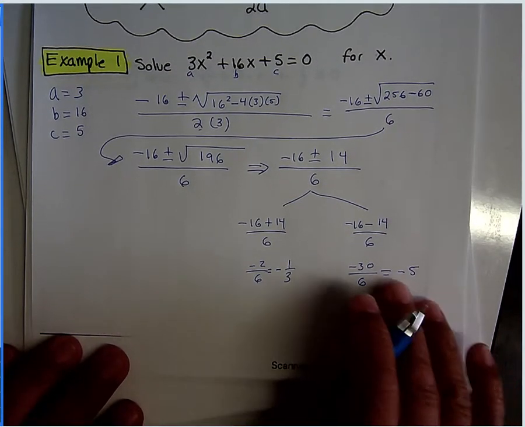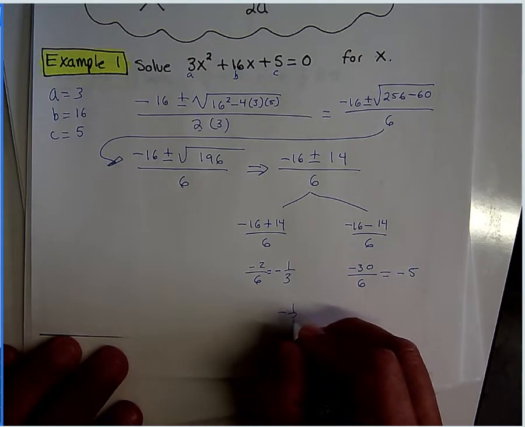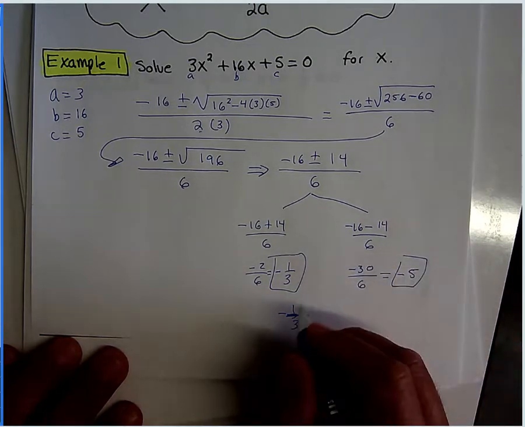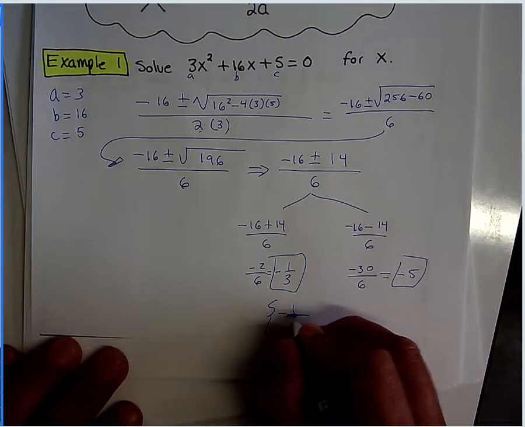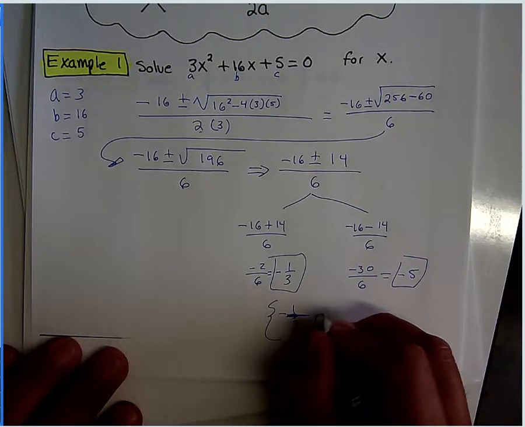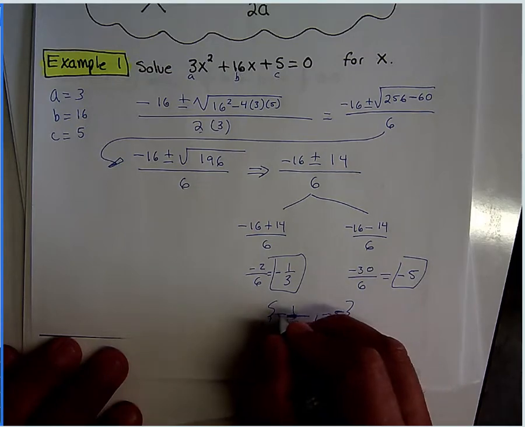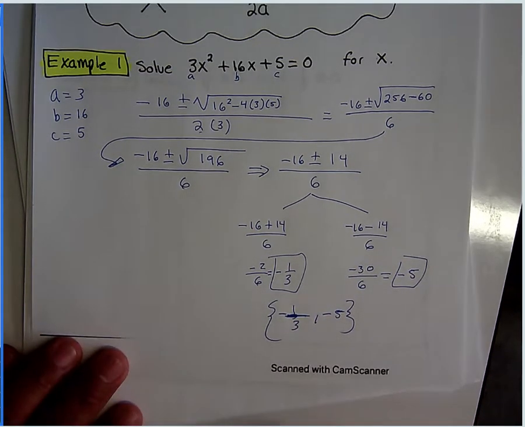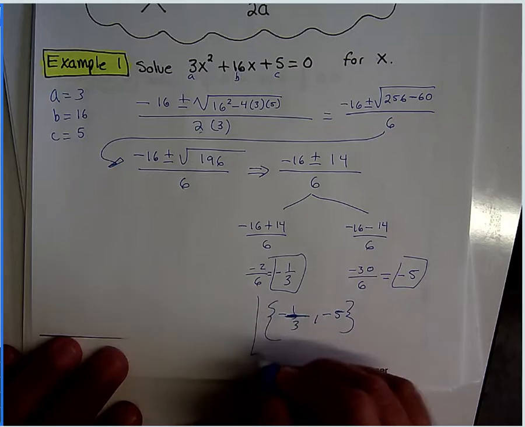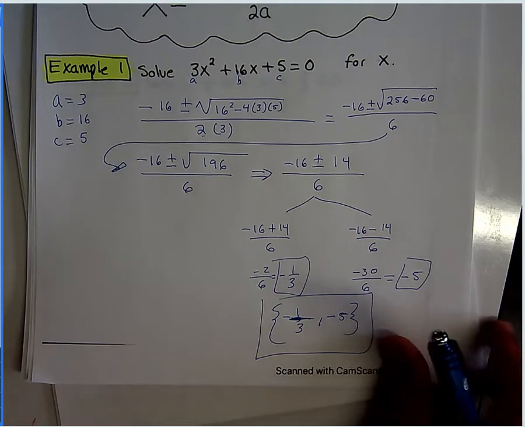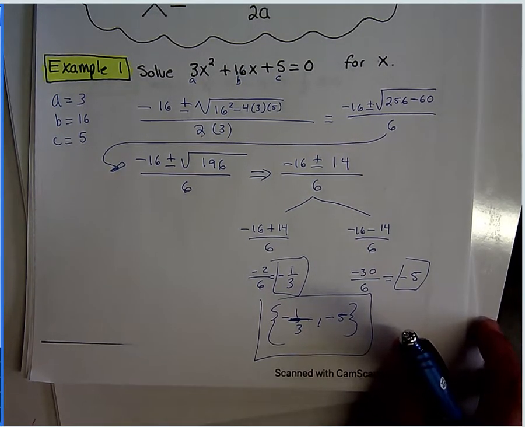So the solutions for this are negative 1/3, you can write it like this or you can put it like this, and negative 5. So those are the solutions using the quadratic formula. Let me do one more example and then I'll pause it.